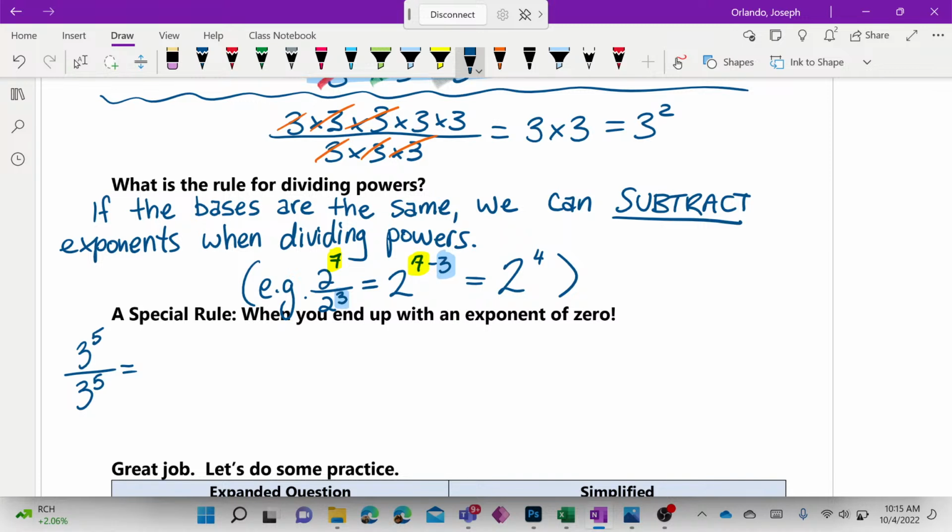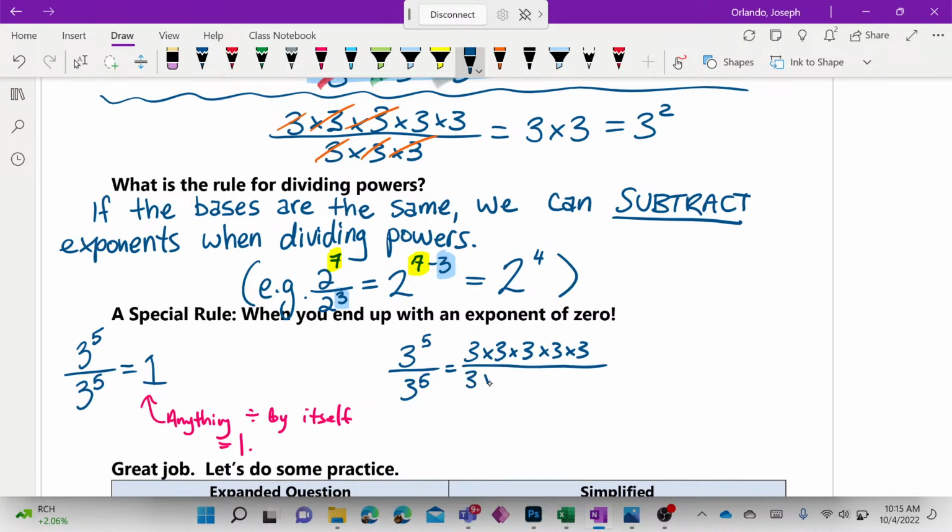Sure. Well, first things first, you know that this is something divided by itself, so it has to equal... 0. No. Something divided by itself must equal... Okay, but listen, you're on to something here. So here we say anything divided by itself equals 1, but also, what's another way we could have said this? We could have said 3 to the 5 divided by 3 to the 5. I could write that out as a full thing. 3 times 3 times 3 times 3 times 3 over 3 times 3 times 3 times 3 times 3.